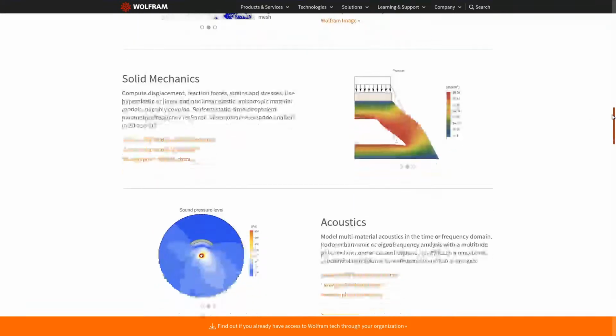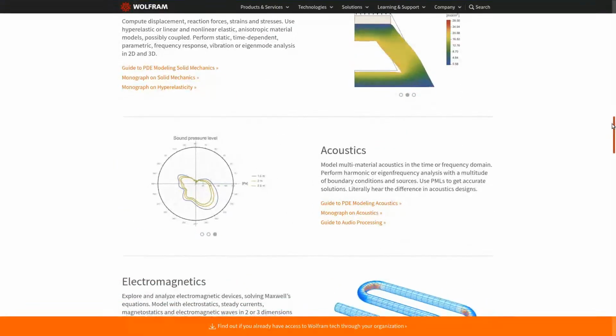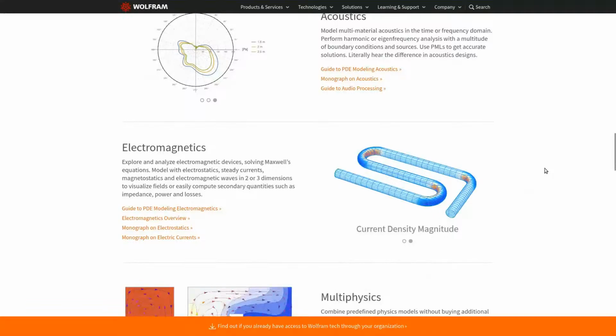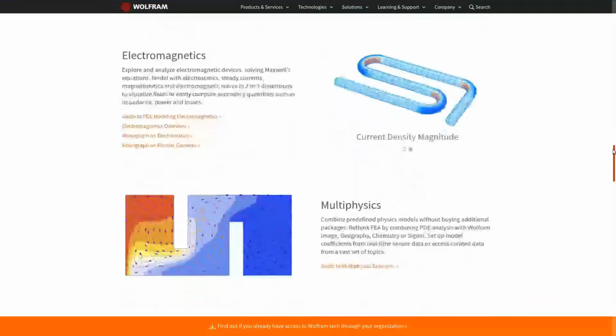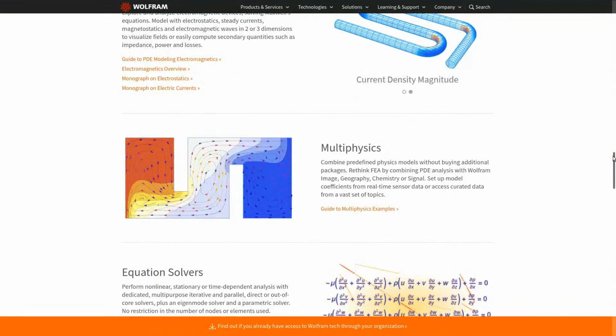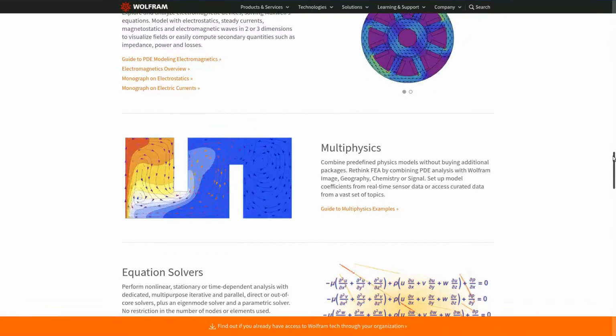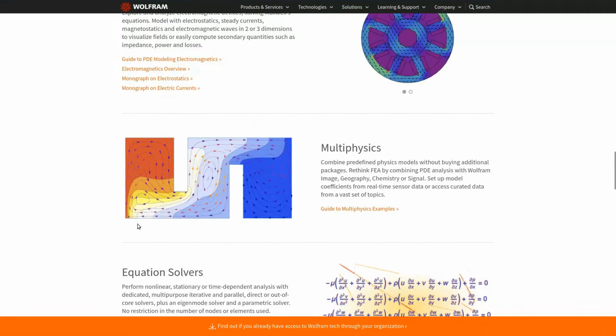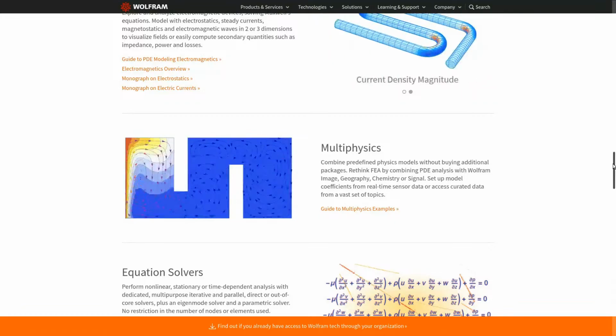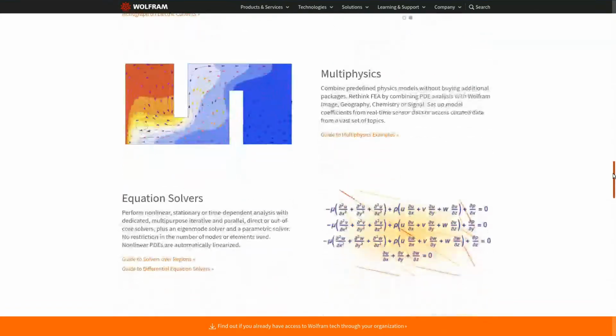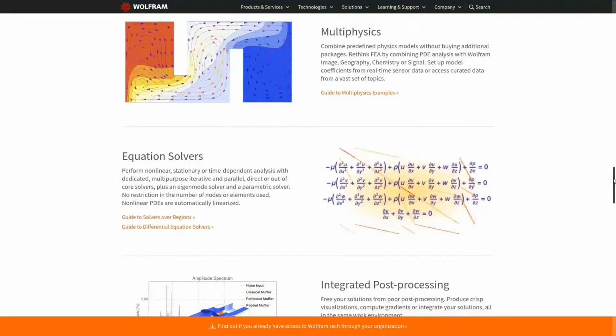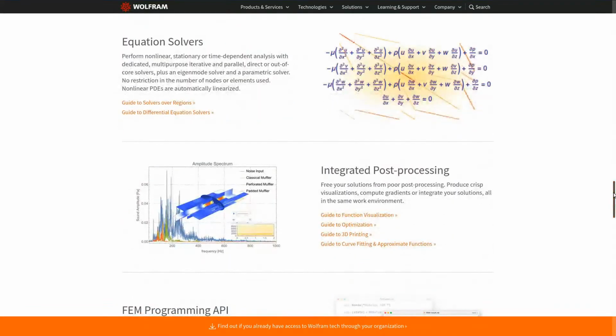We have functionality in the area of acoustics, electromagnetics. I'm going to be talking about that in a second. Again, we can couple these fields of physics to do multiphysics analysis. So here we have a fluid flow and a heat transfer animation. We have various equation solvers, of course, integrated post-processing. That's where we're really strong.